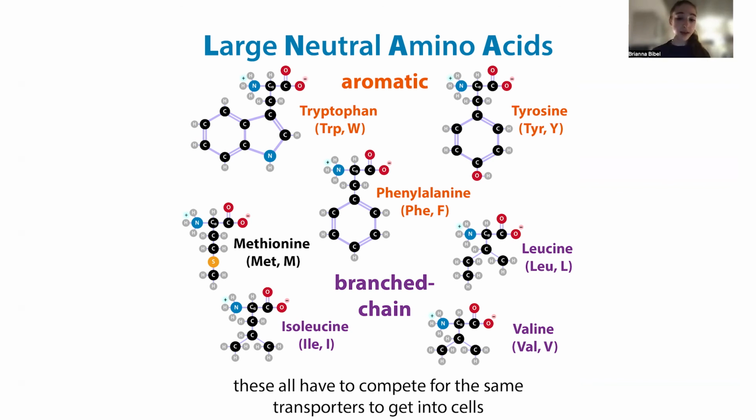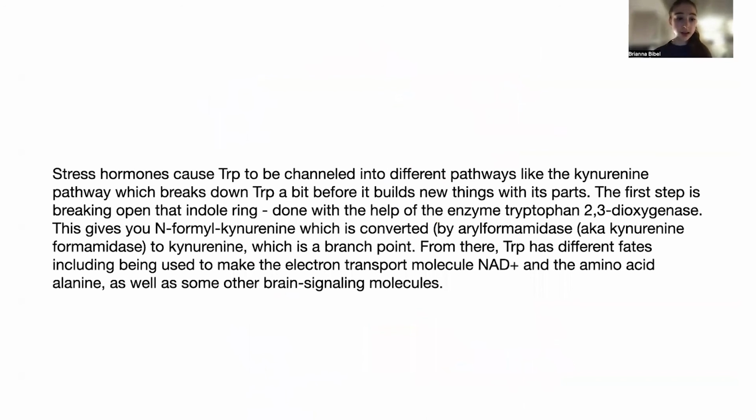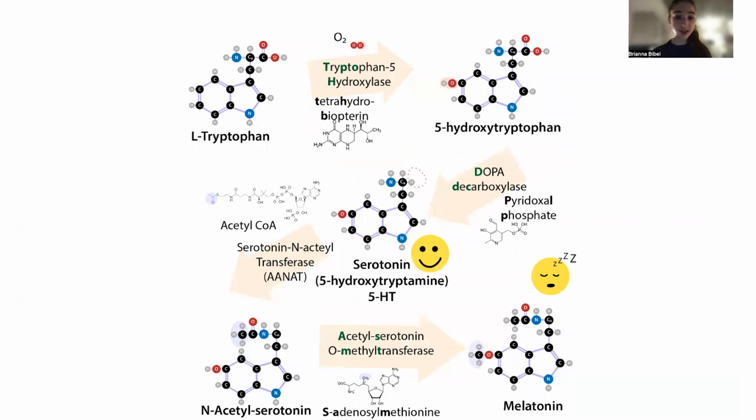But a note: the melatonin that's getting made in the pineal gland isn't protected by the blood-brain barrier. So under stress conditions, stress hormones can cause tryptophan to be broken down by the kynurenine pathway. And so it's going to build different molecules that can be used to do things like make NAD plus and alanine, as well as some other molecules. More on that in posts, but I'm not going to get into that here. Just know that this is not the only pathway that tryptophan can take.